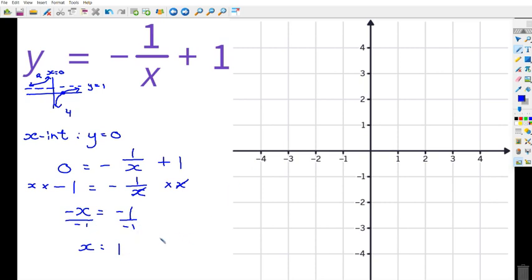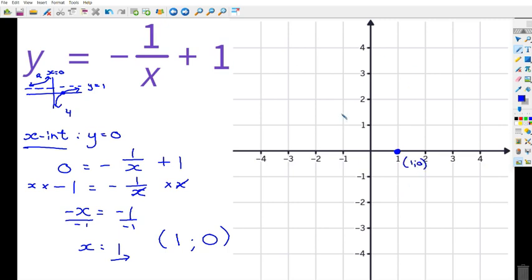So what is my coordinate for the x-intercept that I just found? What is the x value that I just found? I found 1. And what is the y value always on my x-axis? Y is equal to 0. Let's go plot that: 1 and 0, and let's label that. So that is 1 and 0.